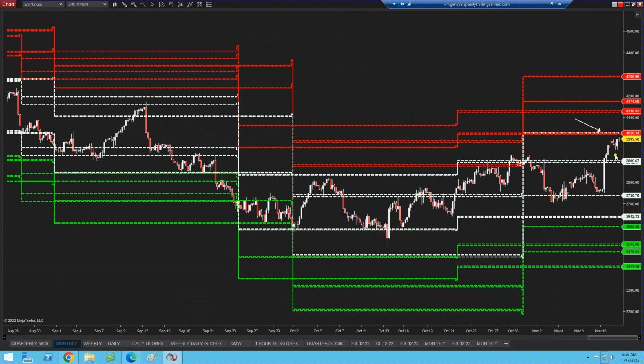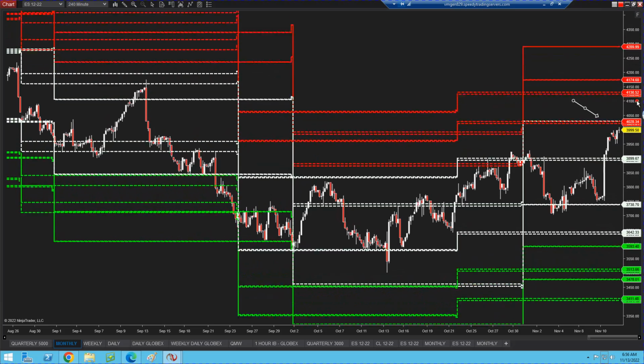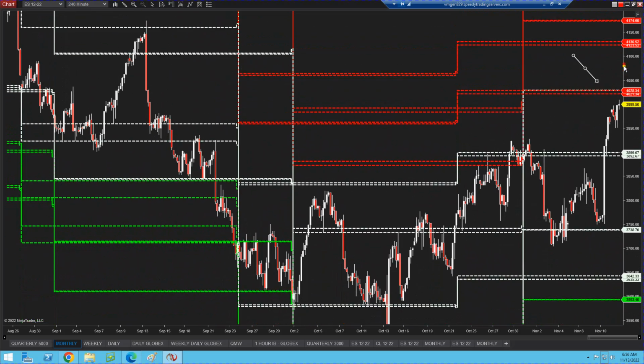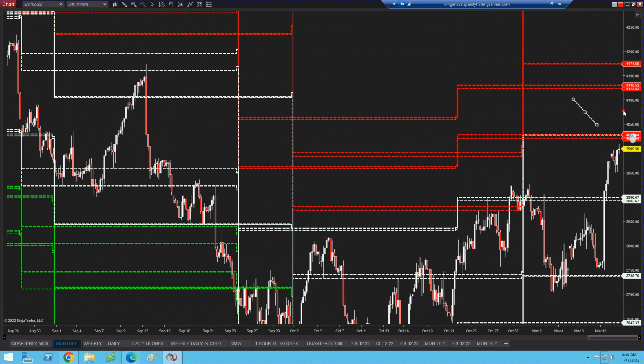Monthly, where you can see that we're sitting right here on the monthly one at 40.30, 40, what is it?